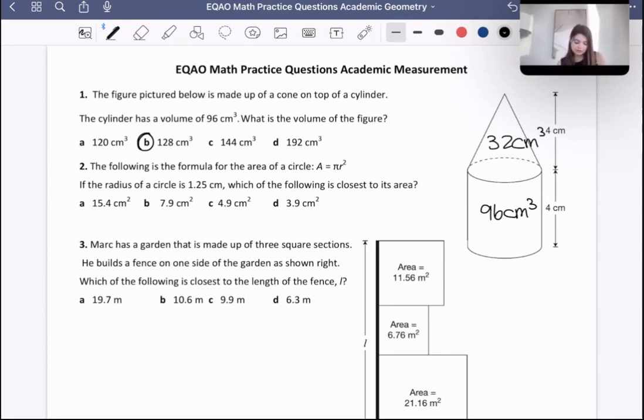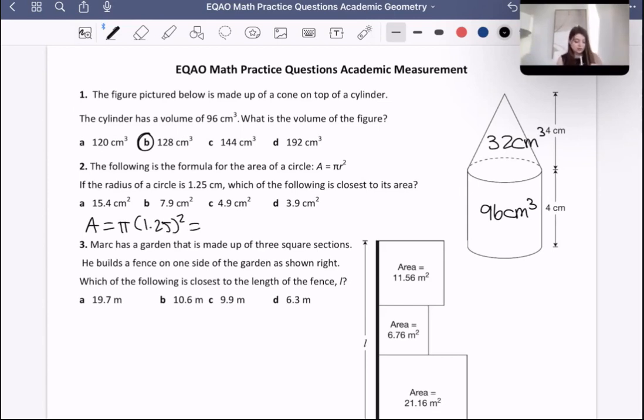It says the following is the formula for the area of a circle. Area equals pi r squared. If the radius of a circle is 1.25 centimeters, which is closest to its area? So let's figure that out. Let's do area is equal to pi r squared. In this case, r is 1.25 squared.